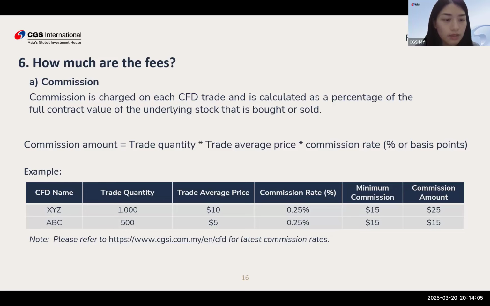Another example: if you are trading ABC CFD with 500 units at $5 and the commission rate is 0.25% or minimum of 15, your commission is charged at 15, because even though the calculation is $6.25, we still need to charge this minimum commission. You can always refer to our website for the latest commission rate.